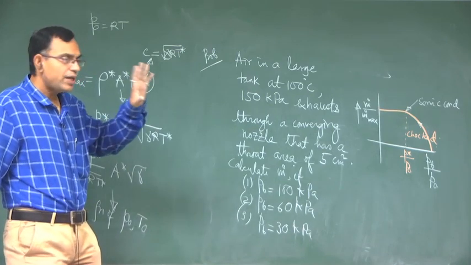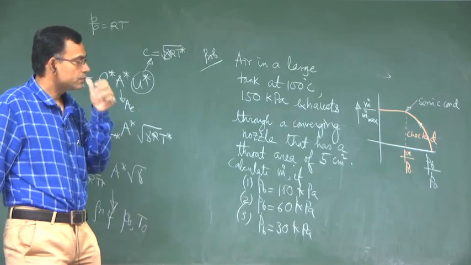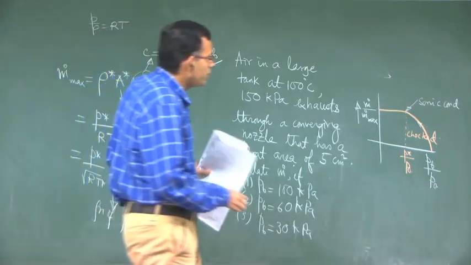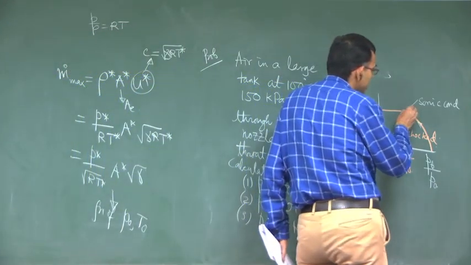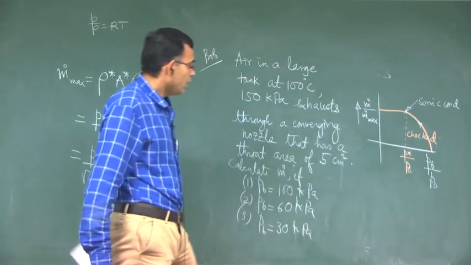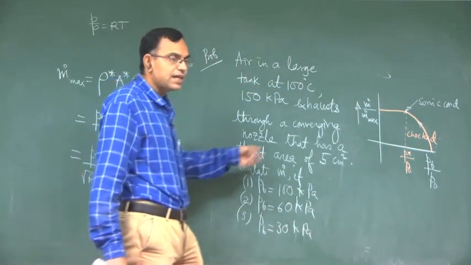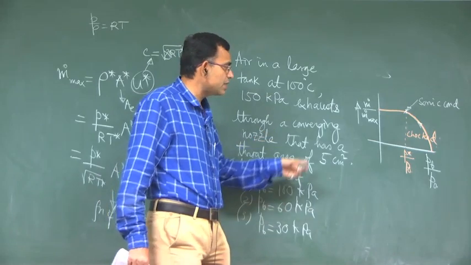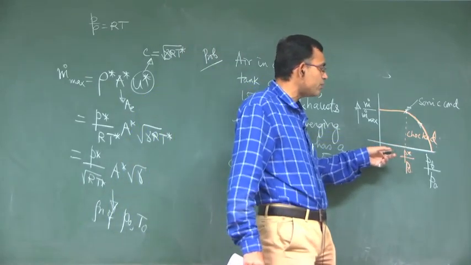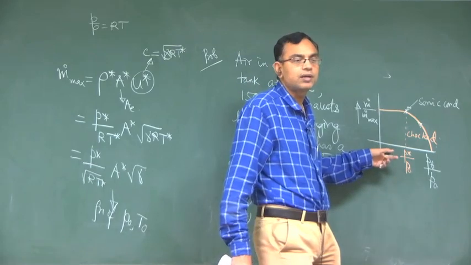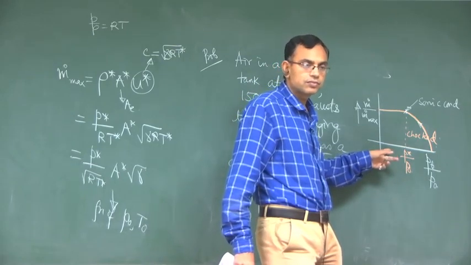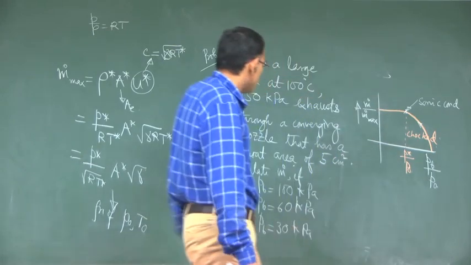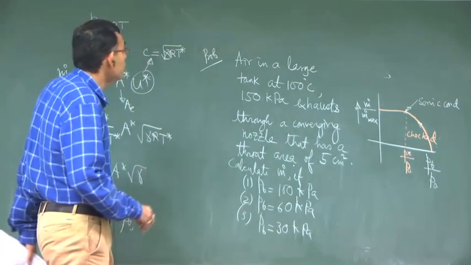Okay. So, what we have to do? We have to figure out what is this P star. Is our pressure less than that P star or greater than that P star? If our pressure is less than that P star, then that will not influence the mass flow rate anymore, right. So, what is P star?